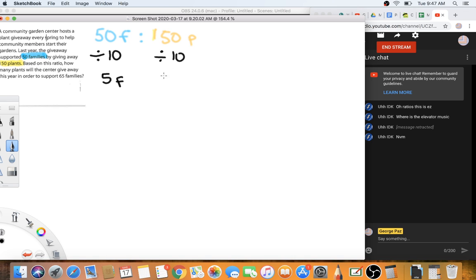150 divided by 10. And whenever you divide by 10, if the other number has a 0, you can cancel them out like this. So we just get 5. On this side, we cancel the zeros and we just get 15 plants. Now the question is asking for 65 families. How many plants do you need?